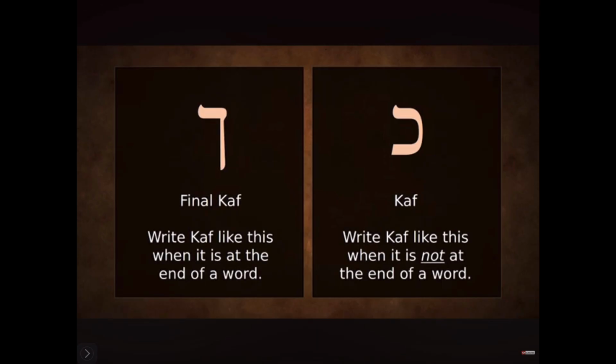The kaf can also be written 2 different ways. Normally, it looks like the kaf on the right. But if the kaf is at the end of a word, then it is written like the kaf on the left. This is called a final kaf. It is still the same letter, and it makes the same sound. It just looks different. Again, the final kaf is only used when the kaf is the last letter in a word. We'll see some examples of this later on.